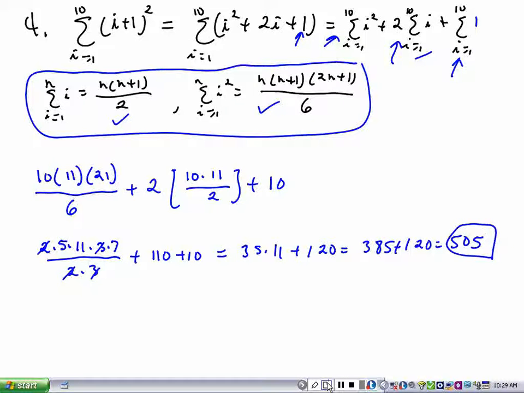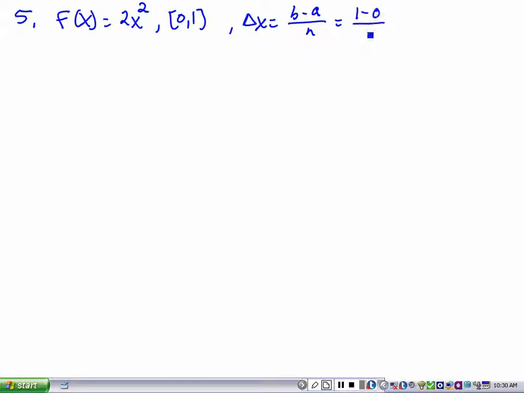Number 5. Use the limit process to find the area of the function. Here's the function they give us, f of x is equal to 2x squared, on the interval from 0 to 1. So we need a couple of things. We need delta x. Delta x is given as b minus a over n. Well, b minus a, that's 1 minus 0, all over n. So we get 1 over n.